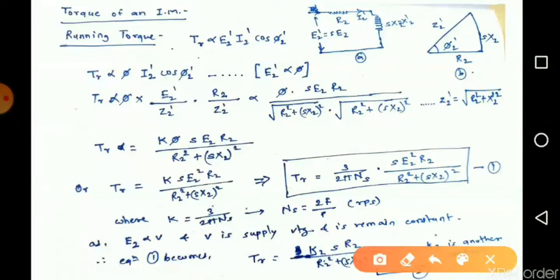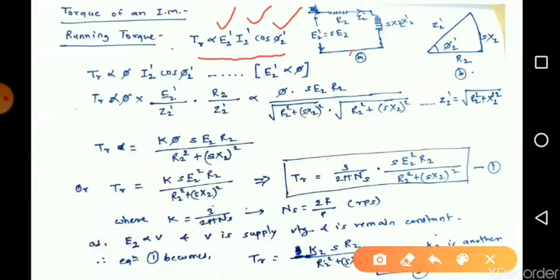That is, the torque produced by the induction motor is proportional to E2' I2' cos φ2', where E2' is the standstill rotor EMF per phase, I2' is the rotor current per phase, and cos φ2' is the rotor power factor.